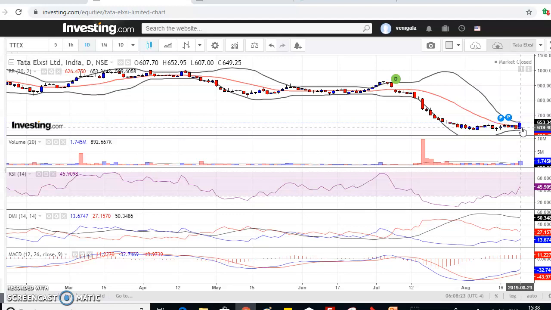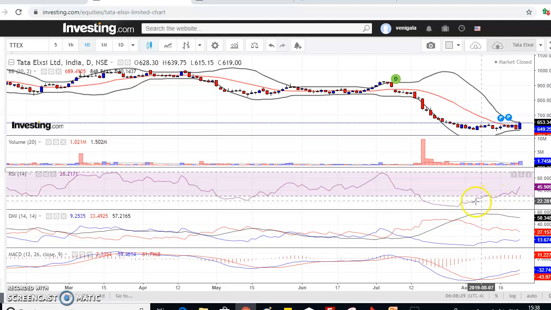Moving on to the next, the RSI, which is one of my favorite technical indicators. Just observe from this level, the price is in consolidation, but RSI is making higher highs, which clearly indicates it is in positive divergence.